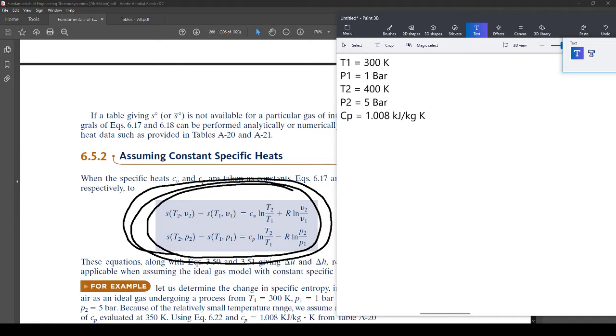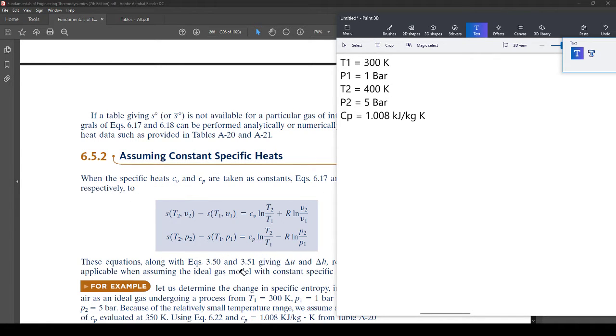Use that equation. Okay, you are right. I agree. But which one though? Which one can we use here? The pressure one, I agree. So what we need to do is use this equation right here.